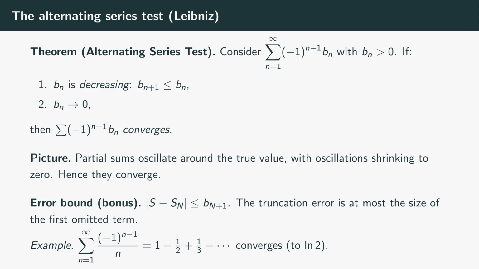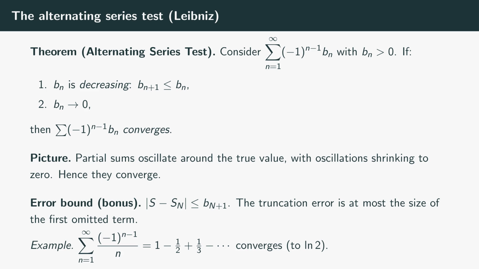Sixth test. The alternating series test, also called the Leibniz test. Statement. Suppose your series has the form the sum of (-1)^(n-1) times b_n with b_n greater than 0, so the signs alternate. If two conditions hold, b_n monotonically decreasing and b_n approaching 0, then the series converges. That's it, decreasing to 0. No need for the sum of b_n itself to converge.